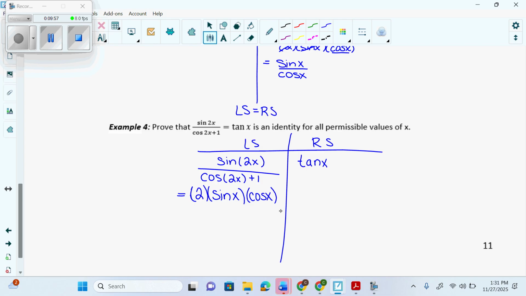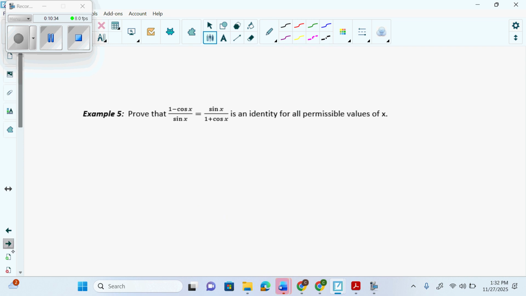2 sine x cos x over cos 2x plus 1. Cos 2x plus 1, what can we replace it with? 2 cos squared x? Yeah. Okay, this cancels this cancels this, and I'm left with tan x. Okay, it gets harder. Flip over.